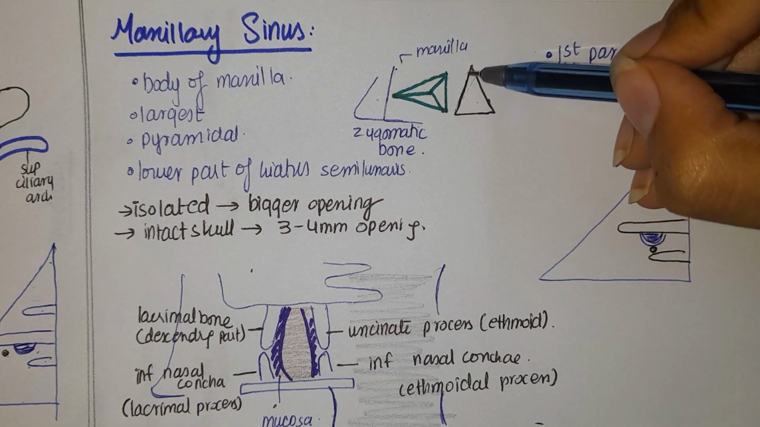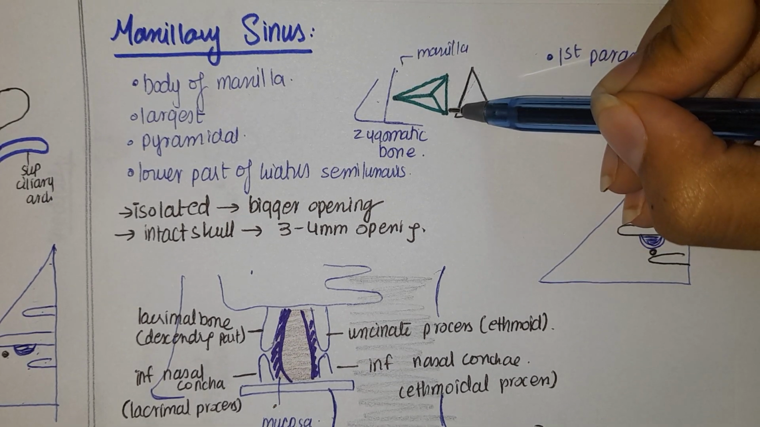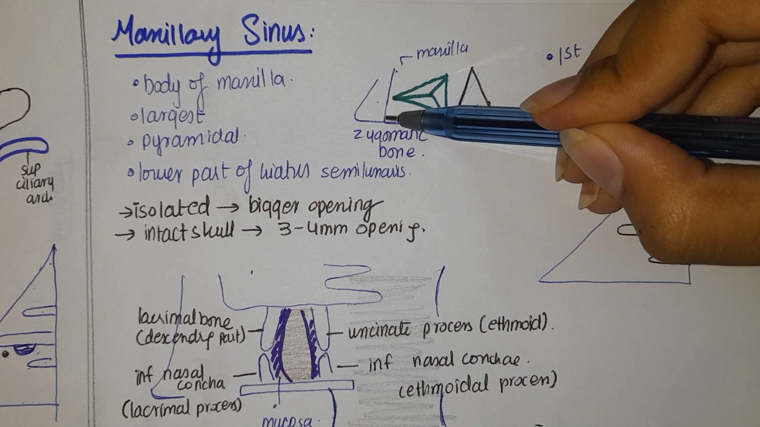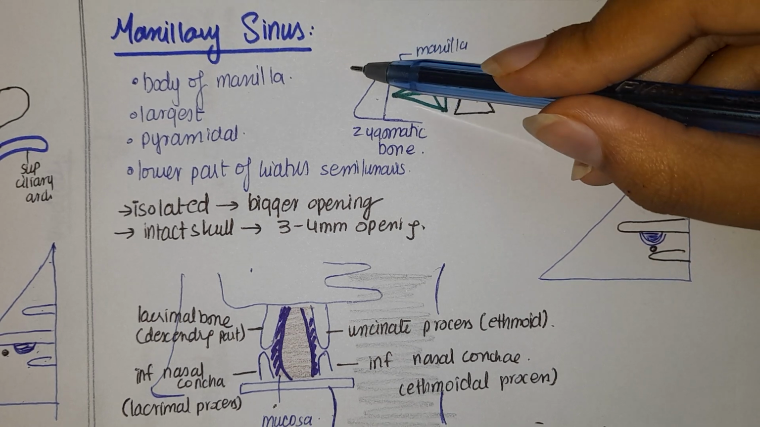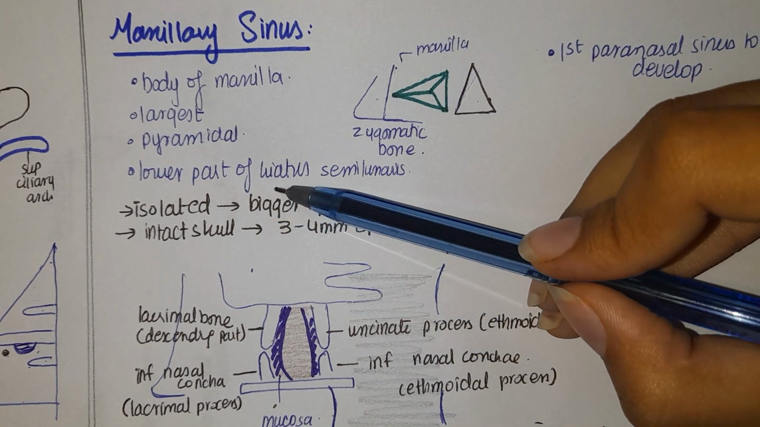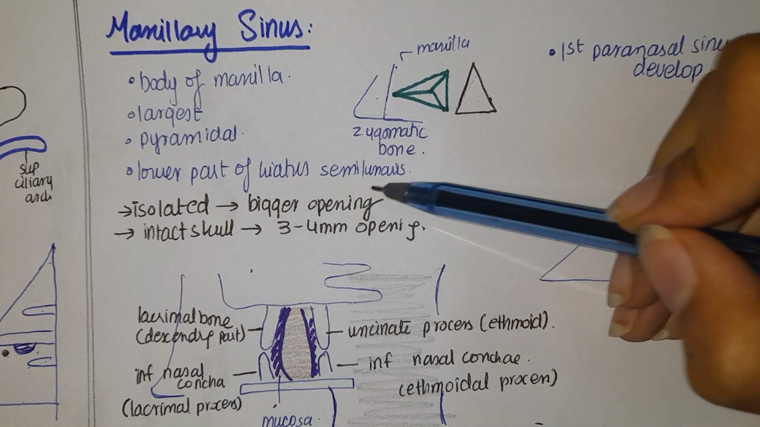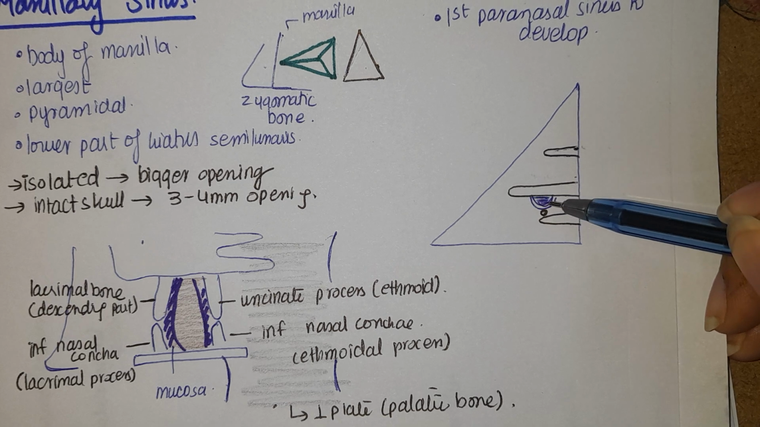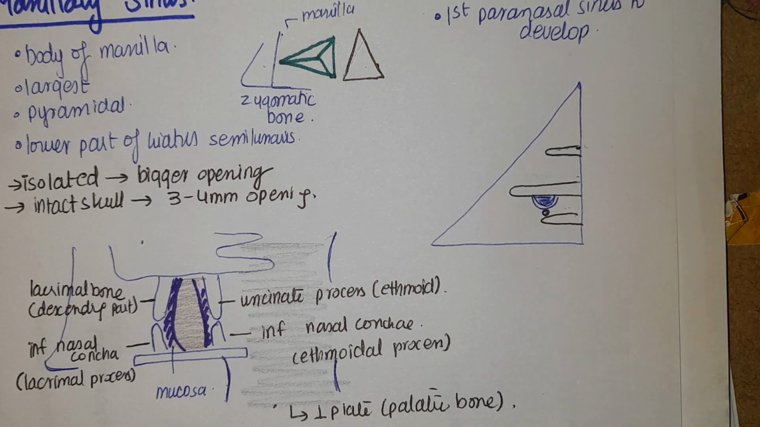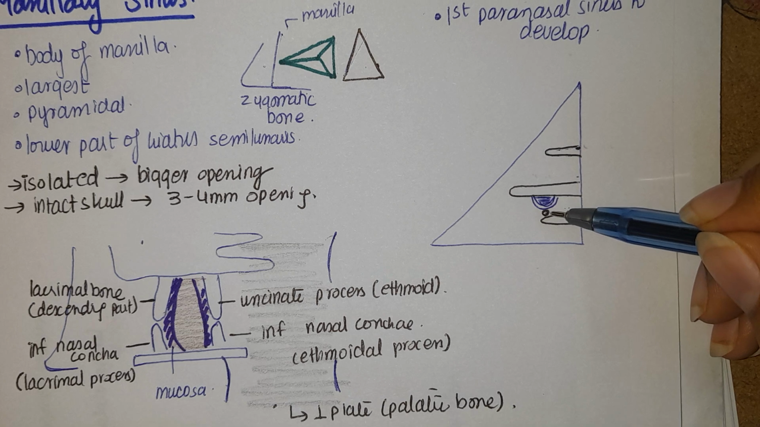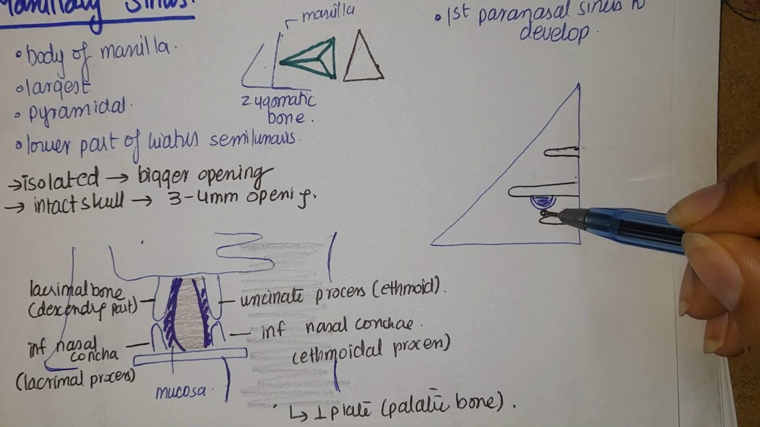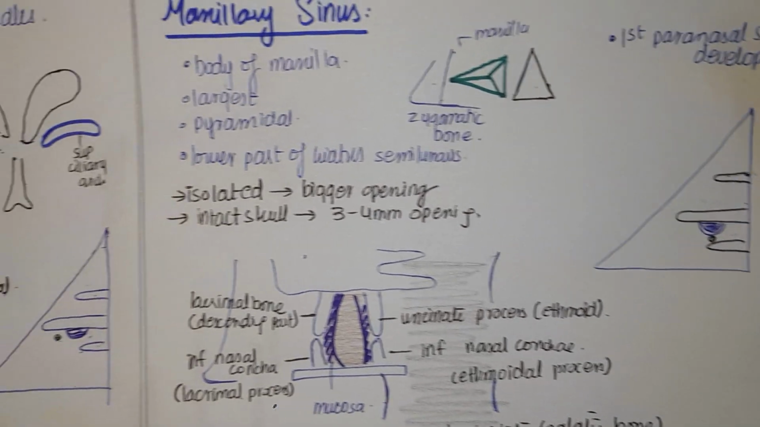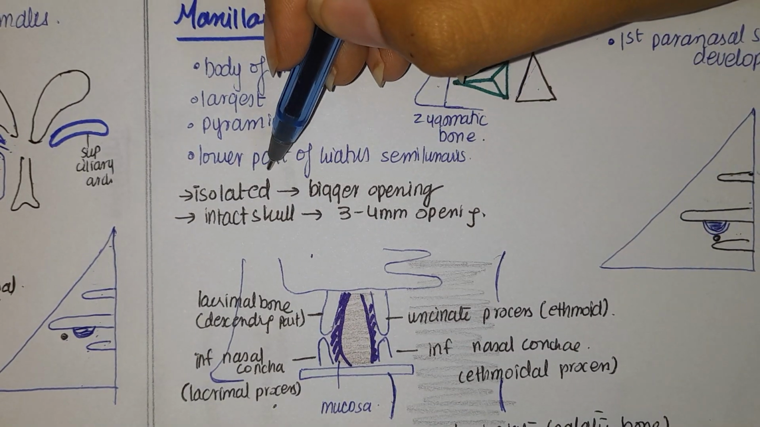So again, on the lateral wall of the nose, there is the base of the maxillary sinus, and on the zygomatic process of the maxillary bone, we have the apex of the maxillary sinus, and its opening is located in the lower part of the hiatus semilunaris. This is the middle meatus, and in the middle meatus, this is the bulla ethmoidalis and its hiatus semilunaris, that is its door or opening. In the lower part of this hiatus semilunaris, we have the opening of the maxillary air sinus in the middle meatus.